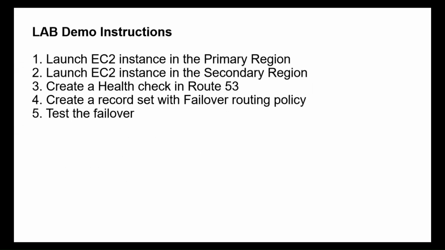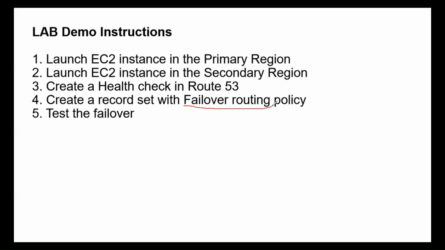So these are all the steps that we are going to follow as part of the lab demo. First and foremost, we will create an EC2 instance in the primary region, which will be acting as a primary web server. Then we will launch an EC2 instance in the secondary region. That will be the secondary web server. Then we are going to create a health check in Route 53.